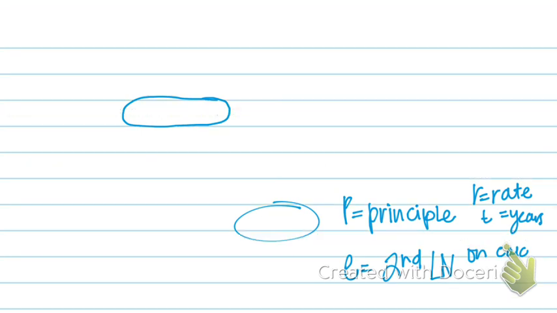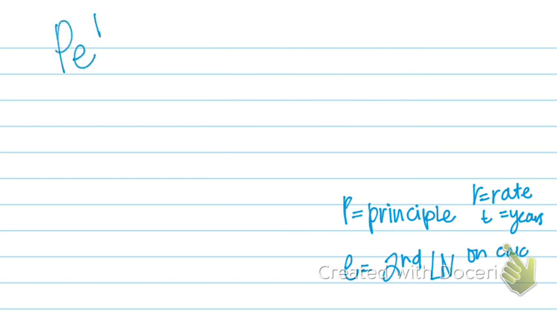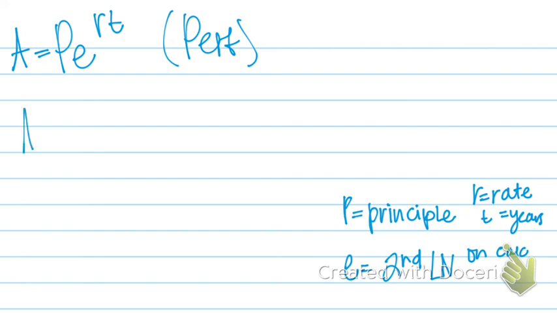All right, so our problem for 20. All right, we're doing continuously. So P E R T, PERT. RT's in the exponent. Okay? So, what is our principal value in number 20? What are we putting into our savings account? We're putting in $1,000. Now, all we're doing is we're plugging in that little E.